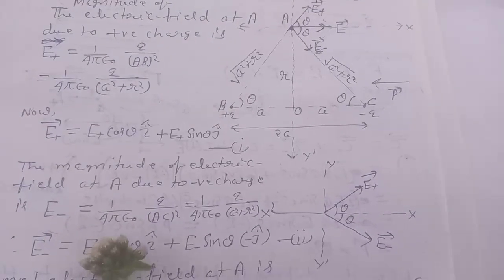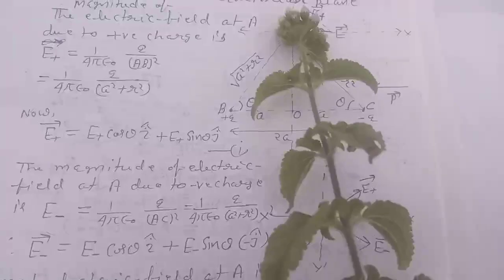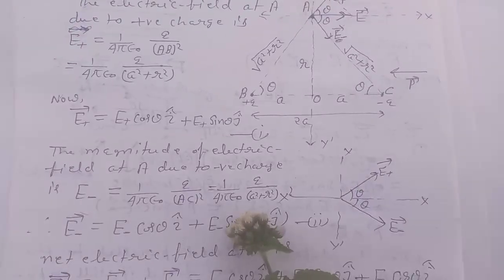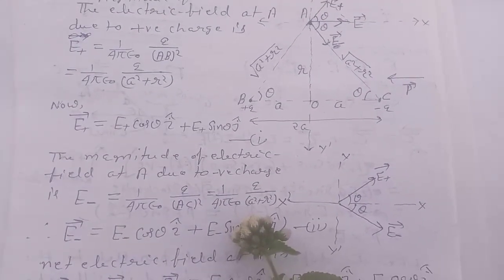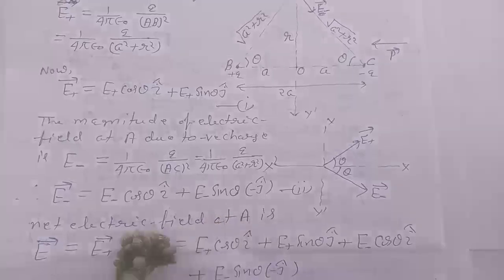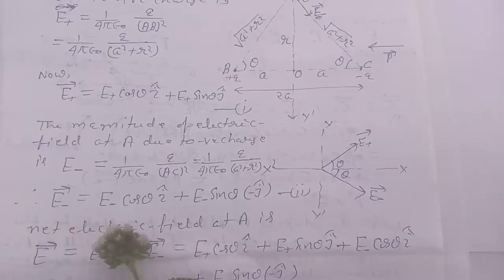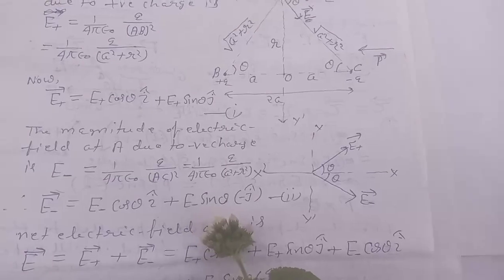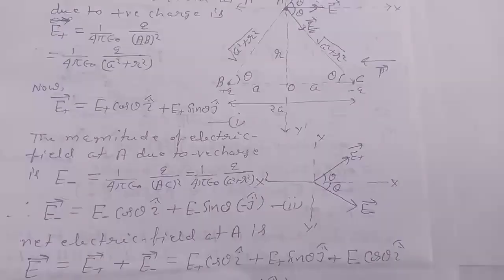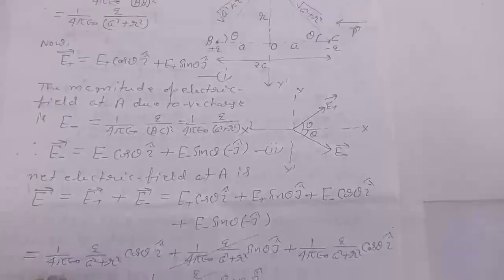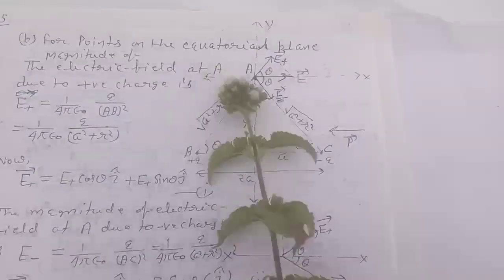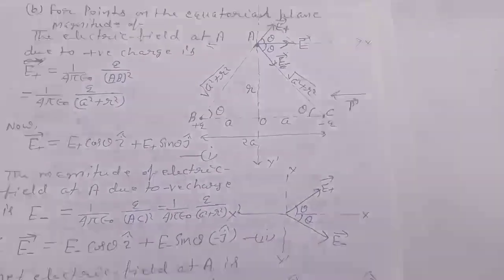1 by 4 pi epsilon naught Q by AC square, equals 1 by 4 pi epsilon naught Q by A square plus R square. Hence E minus vector equals E minus cos theta i cap plus E minus sin theta minus of j cap, equation 2. Here it is shown, E plus and E minus. Net electric field at A, this is E plus and this is E minus, so net will be in this direction, E vector.